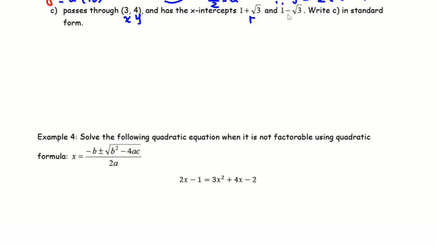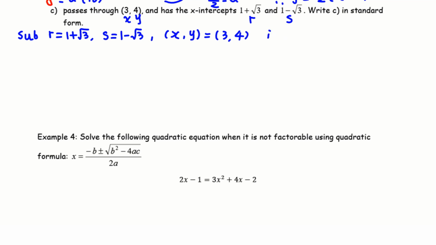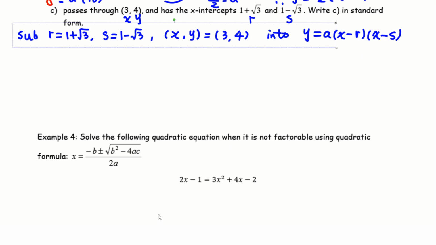So the next one passes through one point (x, y) and has x-intercepts. This one is r, this one is s. You have the zeros, so we are going to use the factor form. So we sub r equals 1 plus square root 3, s equals 1 minus square root 3, and also x and y, 4 things given, into the factor form. The factor form is y equals a(x minus r)(x minus s). So you need to sub in correctly.